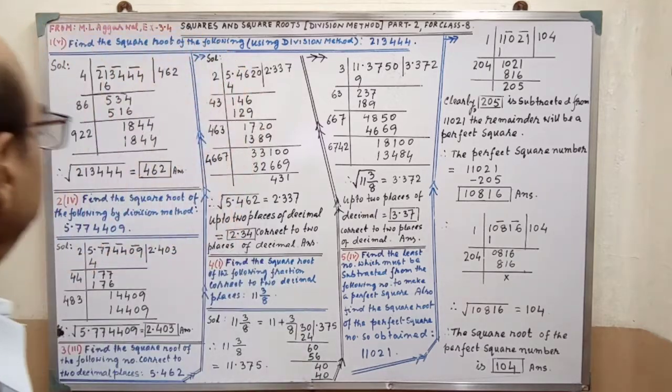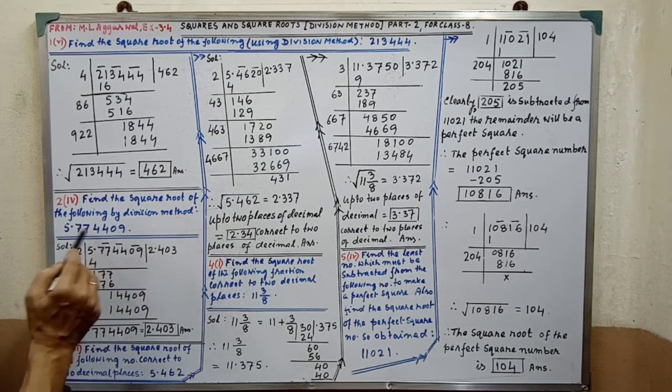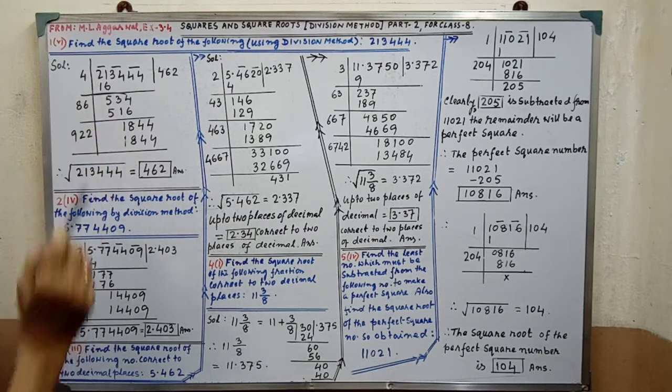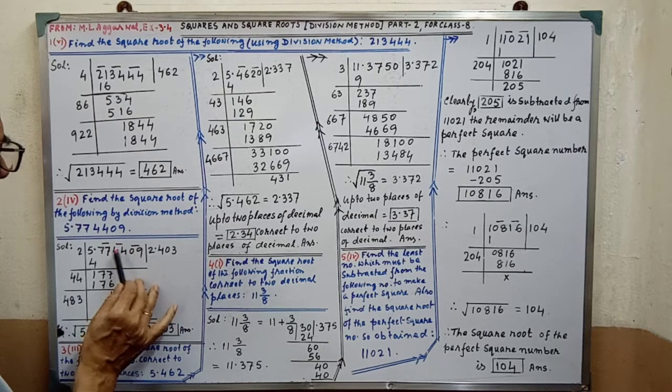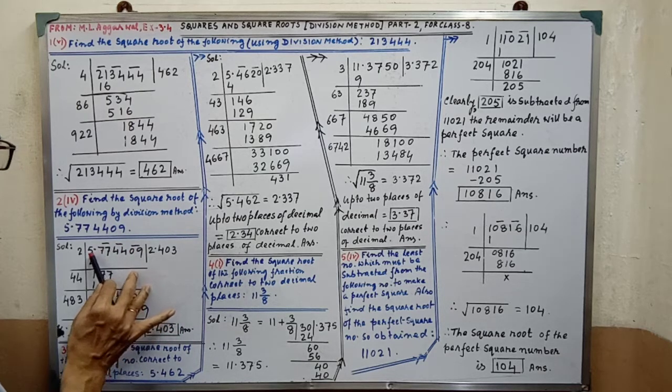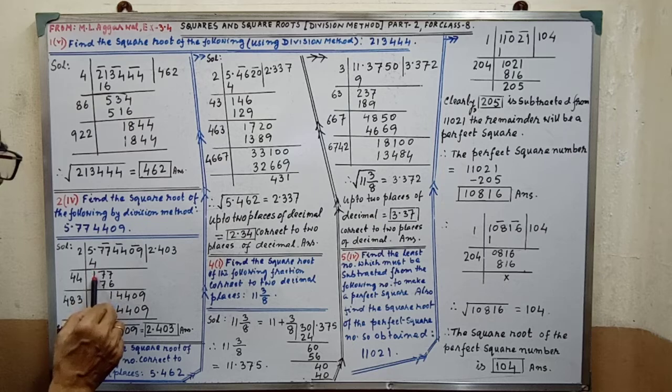Clear? Next sum. Find the square root of the following by division method. This is the decimal number, this is the integer. In case of decimal number, same thing, you have to take the 2 digits in this way. What will remain, that is the integral part, that is 5. Then what you take here, exactly the same you have to take here, 2. Then we are getting 4. By subtraction we are getting 1.